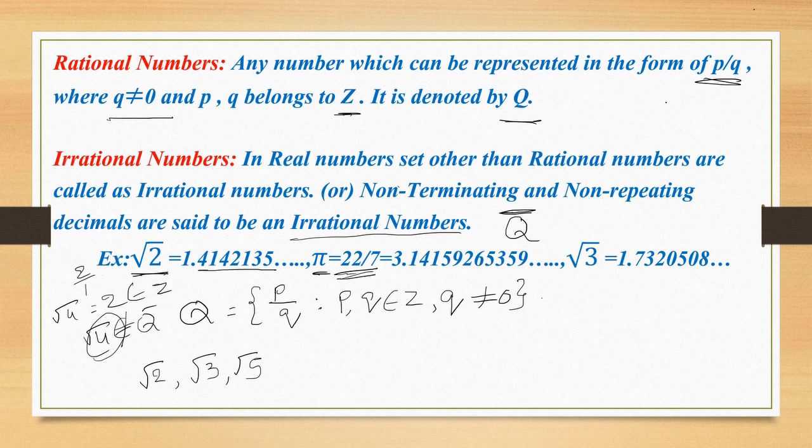You may have a doubt here: 22/7 is in the form P by Q, but how is it non-terminating and non-repeating decimal? In decimals there is no repetition, and non-terminating means we cannot find the end digit. Such numbers are called irrational numbers. Root 3, root 7, root 10, root 11 and so on. These are the irrational numbers.